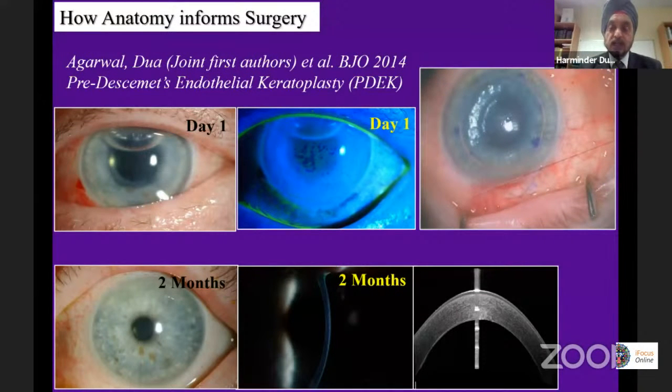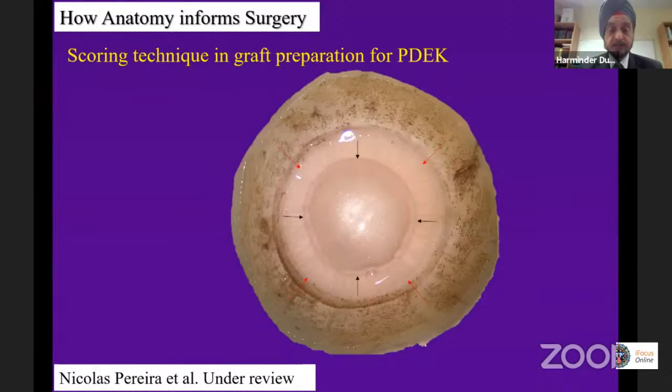And if you go with young eyes, and this Agarwal has shown, if you go with eyes 1, 2, 4 years old, and you do PDEK, you get much more clarity and much better outcomes than if you use an older age cornea, even if the edema had persisted for many years.